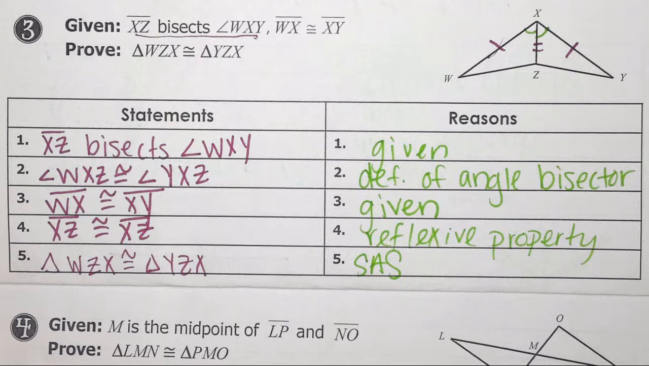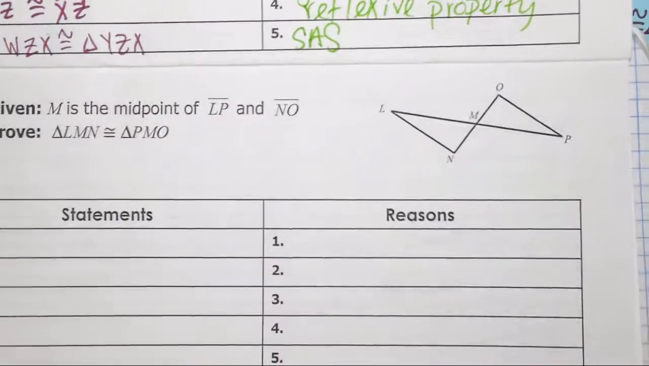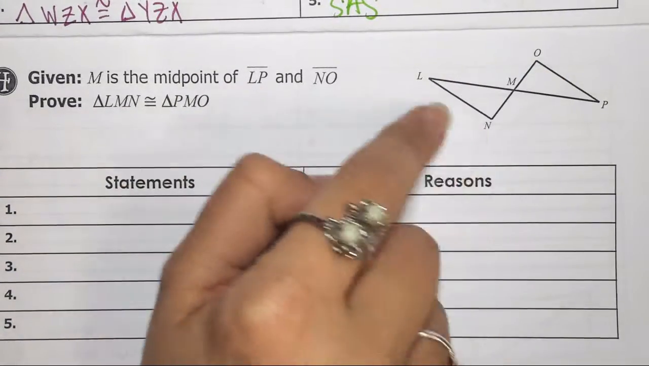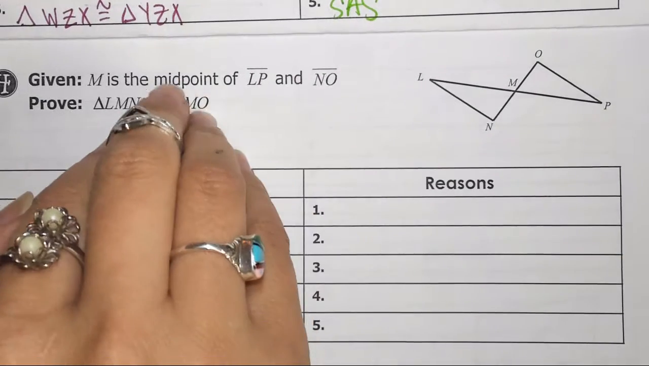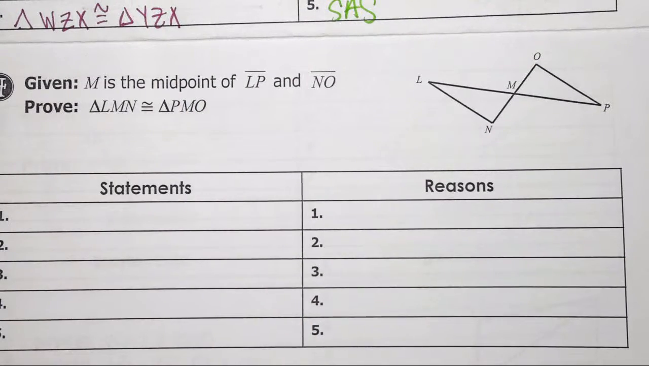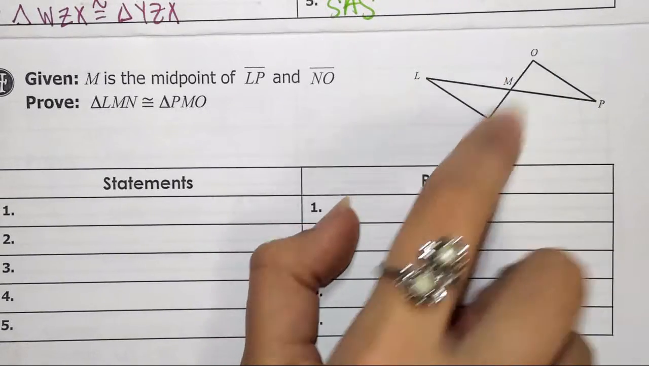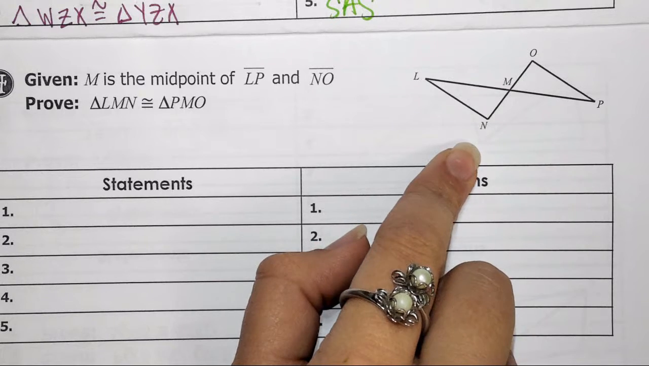No, I'm talking about LN and OP. You can't say that LN and OP are congruent. It doesn't give us anything about those. It does not say anything about LN and OP in this given. But LP and NO, that's already given. It tells us that M is the midpoint of LP and NO.